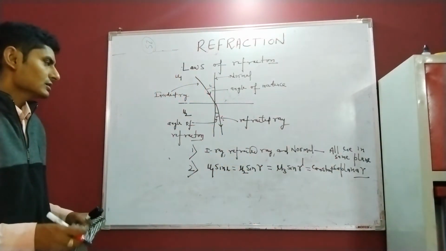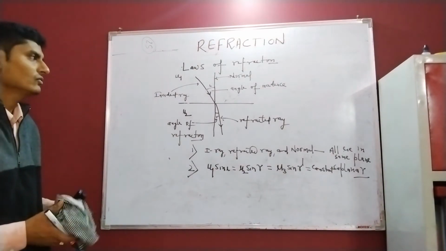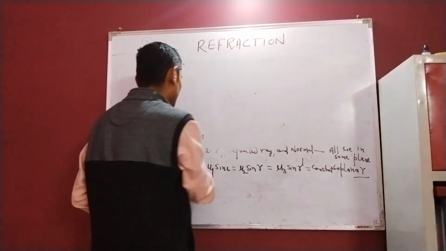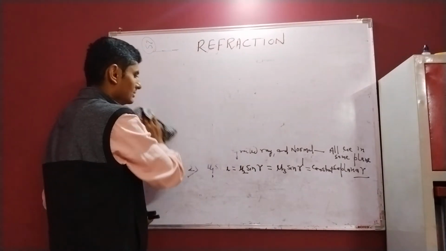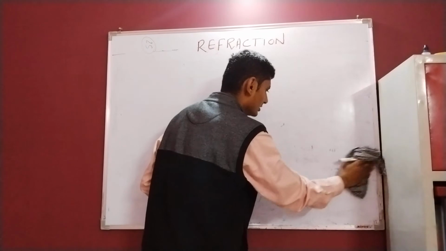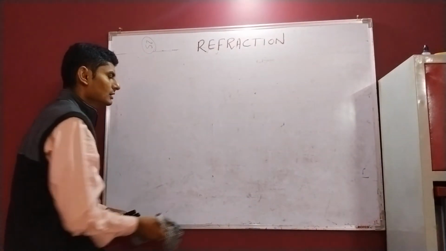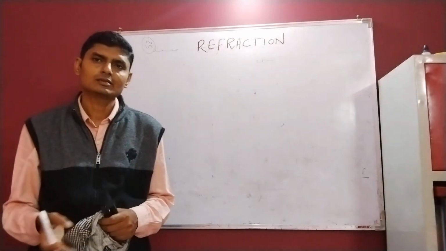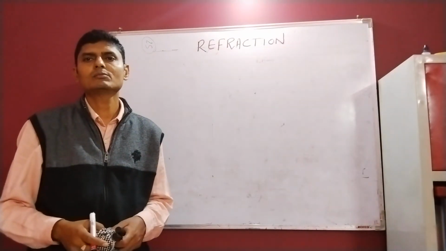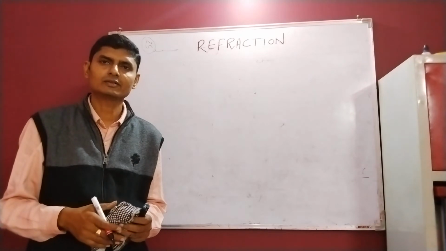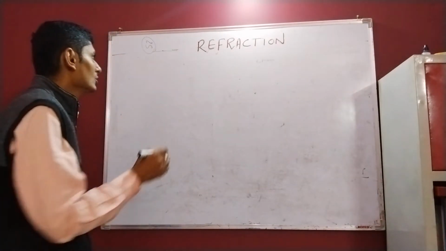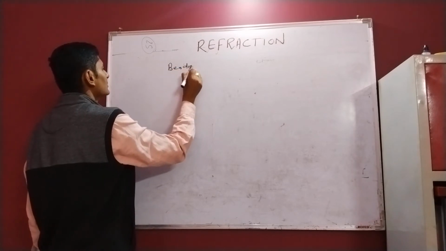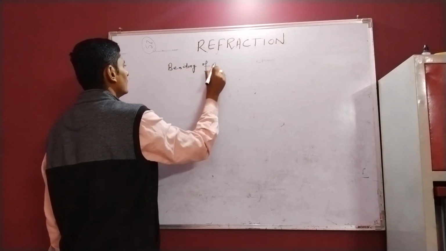Now I am going to discuss the bending of rays. We have already mentioned there are two mediums: one is the rarer medium and the other is the denser medium. A rarer medium is one whose refractive index is less, and a denser medium is one whose refractive index is more. So now we are going to deal with the bending of rays.